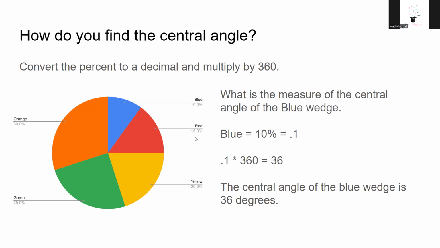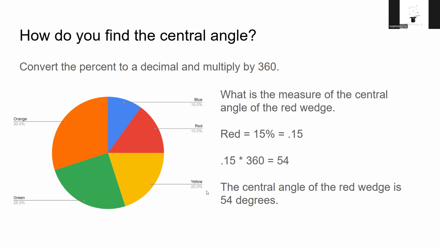So how do you find the central angle? First, you want to convert the percent to a decimal and then multiply by 360. So in this example, we're going to look at blue. It says, what is the measure of the central angle of the blue wedge? Well, blue represents 10% of the total circle. We can write that as a decimal as 0.1. 0.1 times 360 equals 36. Remember, anytime we're multiplying by 0.1, we can just shift that decimal point 1 to the left. So the central angle of the blue wedge is 36 degrees.